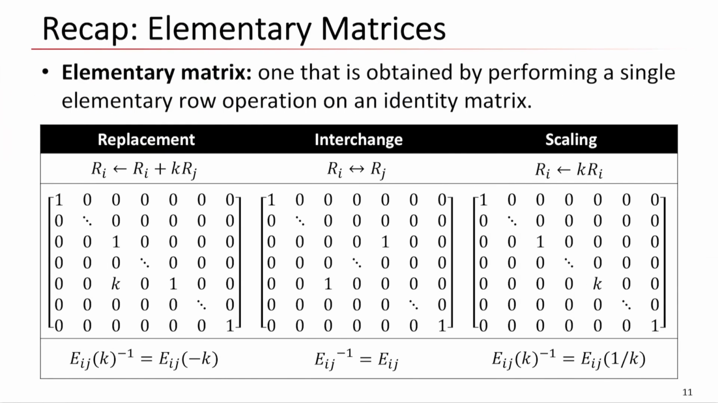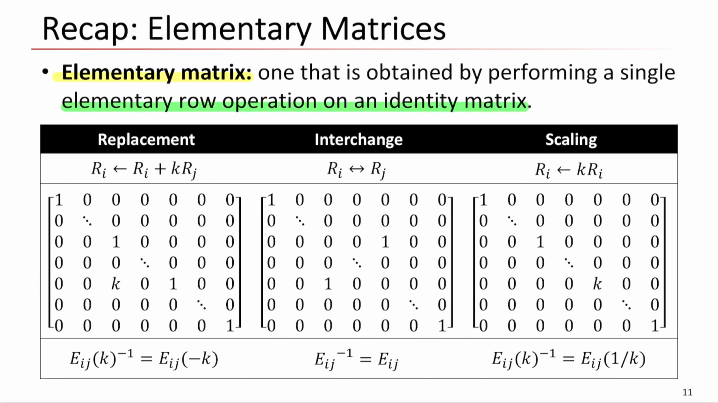Okay, today we are going to talk about how to decompose the matrix A into the L matrix and U matrix, right? So before that, let's recap the elementary matrix. Okay, do you remember what the elementary matrix is? What was that? What was the elementary matrix? The elementary matrix is the matrix that is obtained by performing a single elementary row operation on the identity matrix, right?